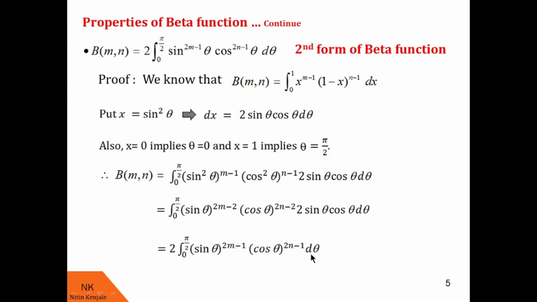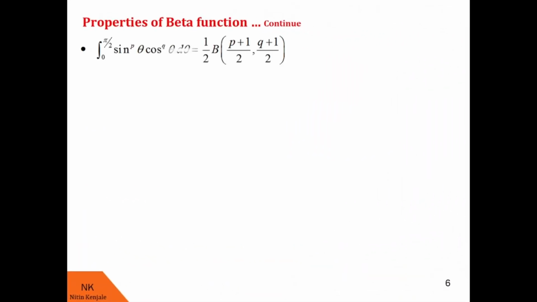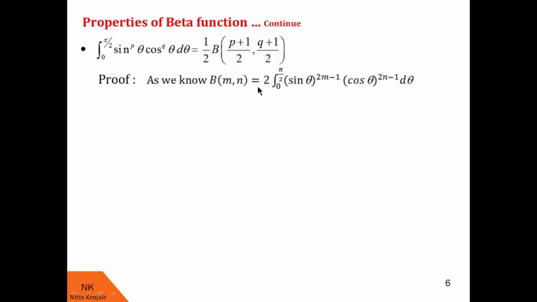Let us go ahead for the next property. Next we will prove that integration of sine raised to p theta into cos raised to q theta d theta over the limit 0 to pi by 2 can be given by half beta of p plus 1 by 2 comma q plus 1 by 2. To prove this statement, we will make use of the previous property which says beta of m comma n is equal to twice integral of sine raised to 2m minus 1 theta into cos raised to 2n minus 1 theta d theta over the limit 0 to pi by 2.